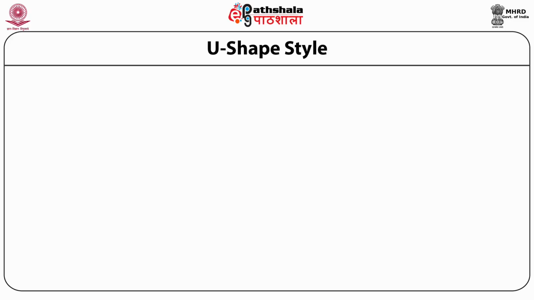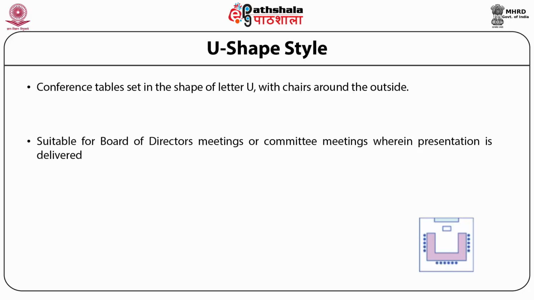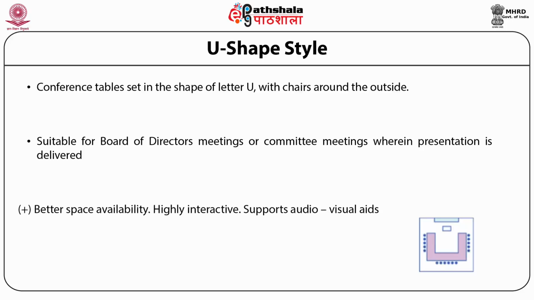The next style is the U-shaped style. Here the conference tables are set in the shape of the letter U with chairs around the outside. It is suitable for board of director meetings or committee meetings wherein a presentation is delivered. The pros of this style are that it offers better space availability, it is highly interactive and supports audiovisual aids. The negative aspect is that it is suitable only for smaller groups.